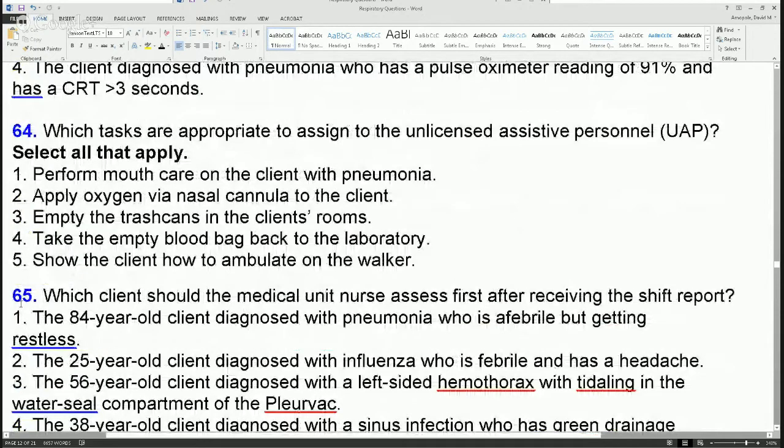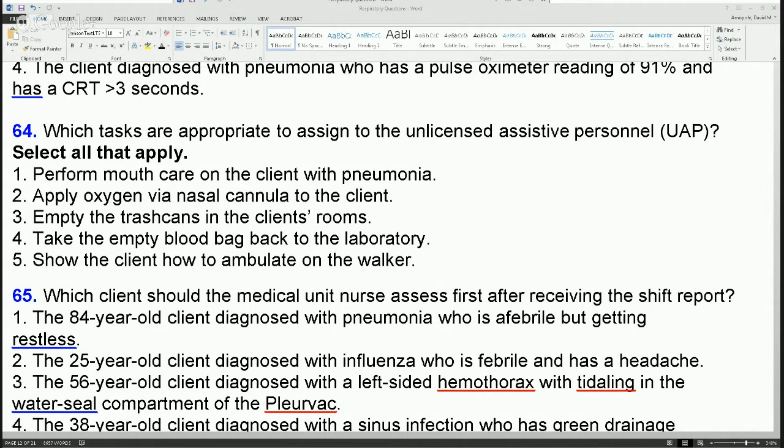Aaron, which tasks are appropriate to assign to the unlicensed assistant? Select all that apply. 1 and 3. I guess 1 and 3. The answers are 1 and 4. Mouth care.